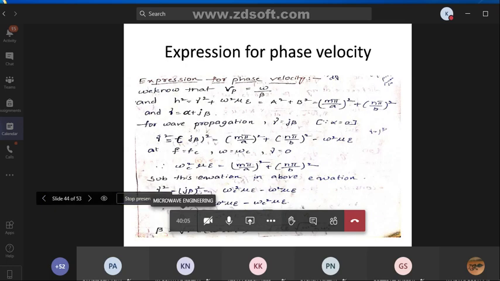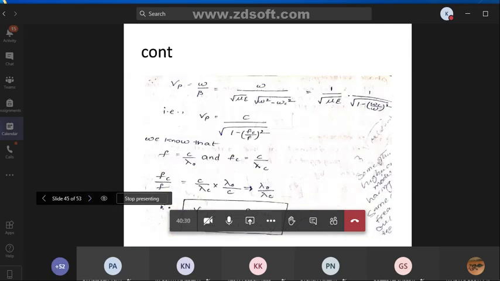So substitute this beta equation. From this equation, take square root of omega epsilon as common, then you will get this one. Substitute this beta equation in the phase velocity. Phase velocity equals omega by beta. Substitute the beta in this equation, right? Then you will get phase velocity equal to omega by, in place of beta we can write square root of mu epsilon, square root of omega square minus omega c square, right?